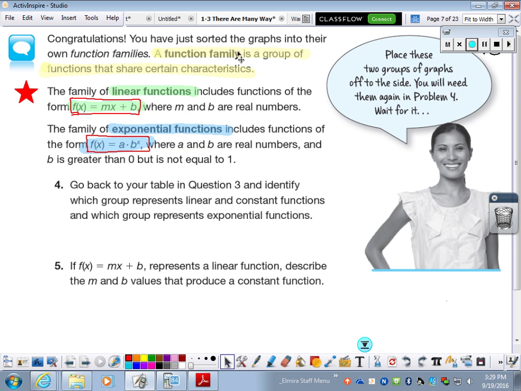Next, we looked at this vocabulary. A function family is a group of functions that share certain characteristics. The family of linear functions are lines, and they are in the form f of x equals mx plus b. Exponential functions include functions in the form of f of x equals a number times another number with an exponent of x.